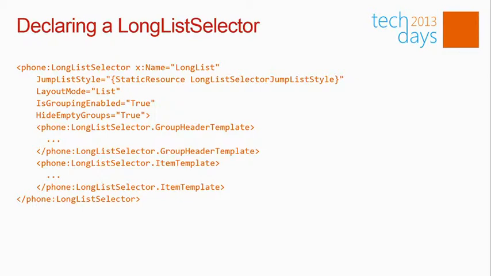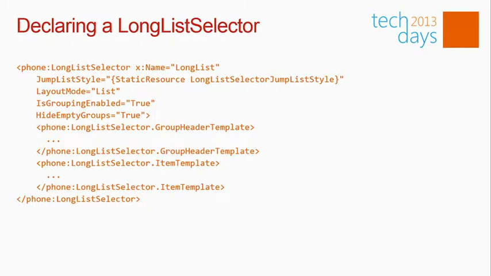Hide empty groups is useful also, because if you are using this in, say, a list of contacts and you don't have anyone in your list whose last name begins with a Z, well, why even bother showing the user the option of jumping to the Z's in the list? This control does support templates, not surprisingly.